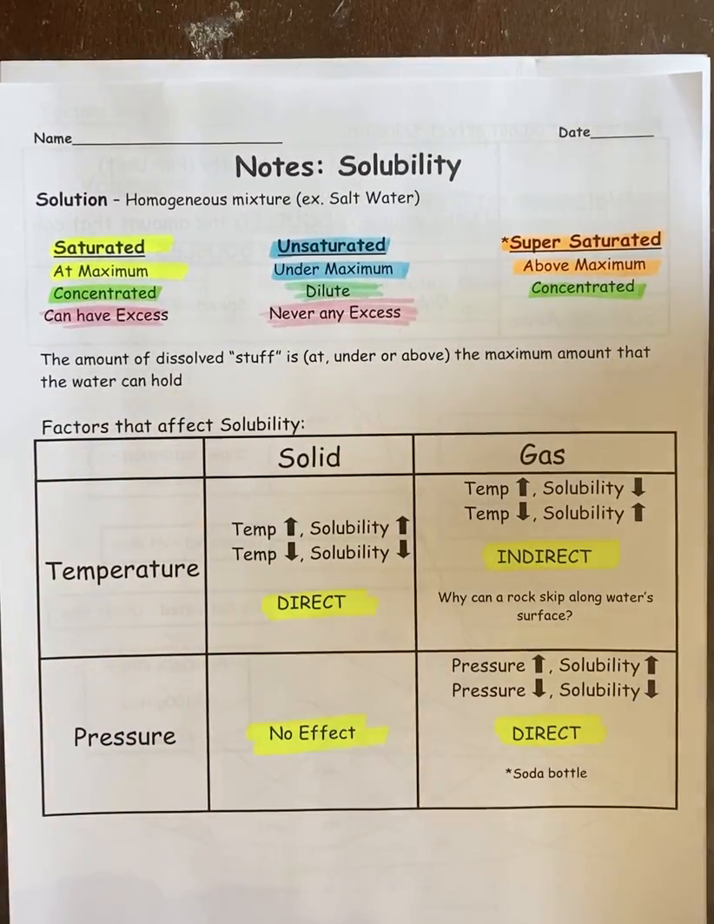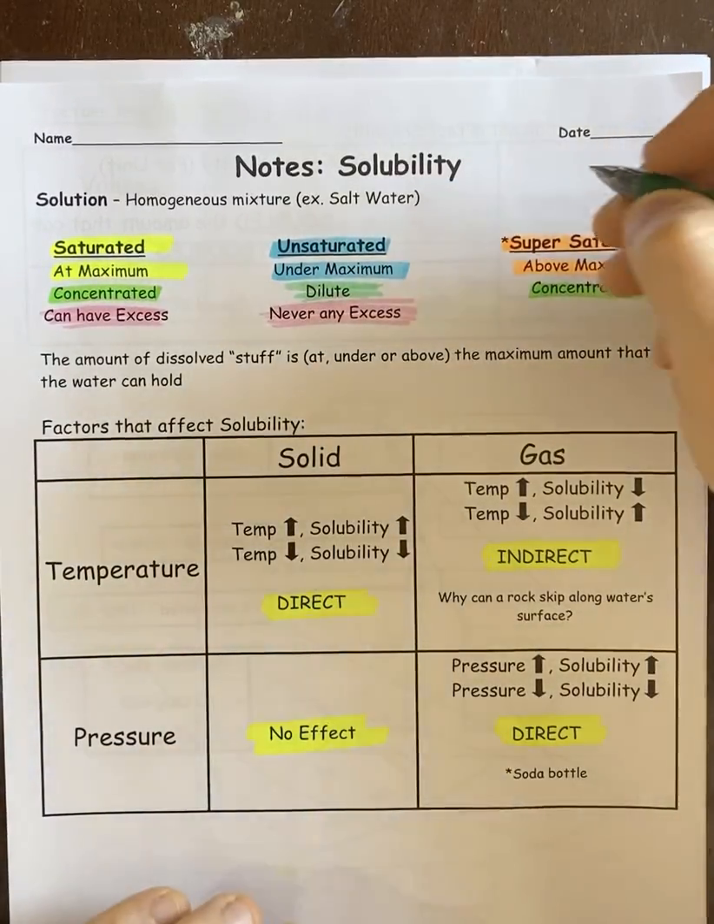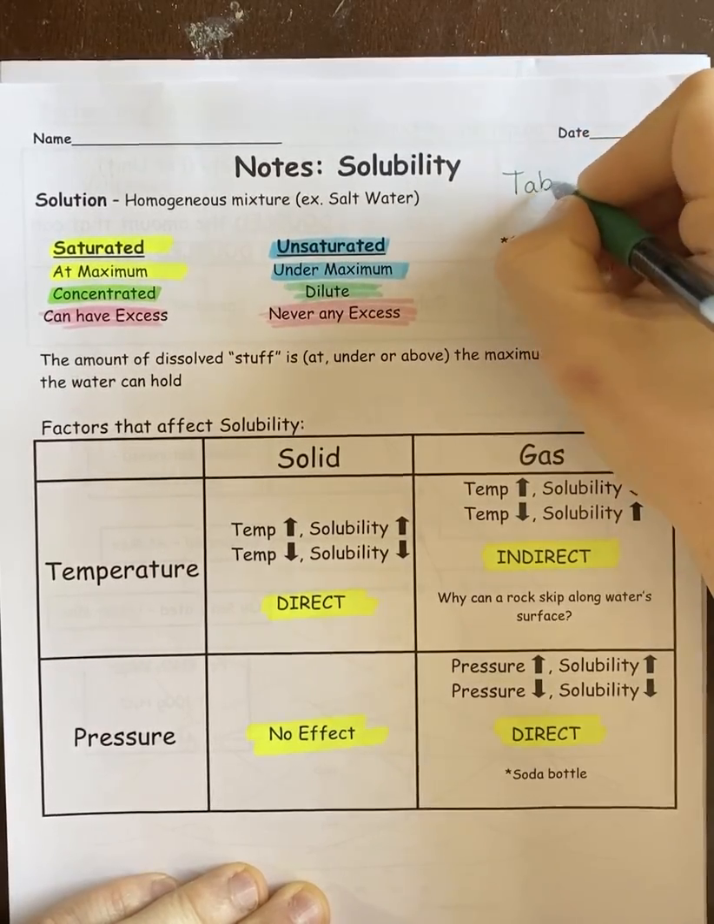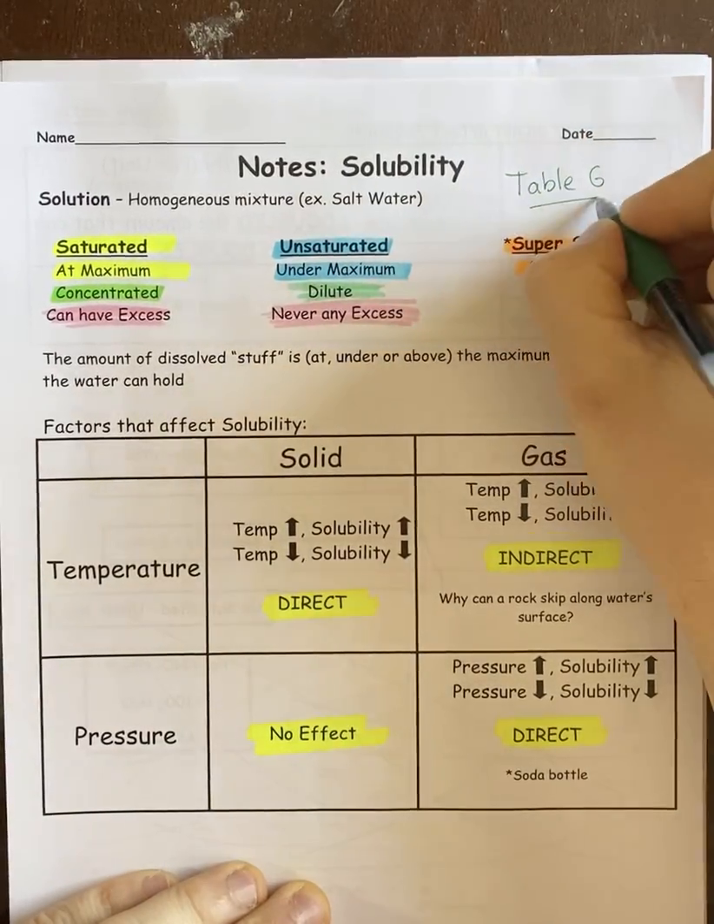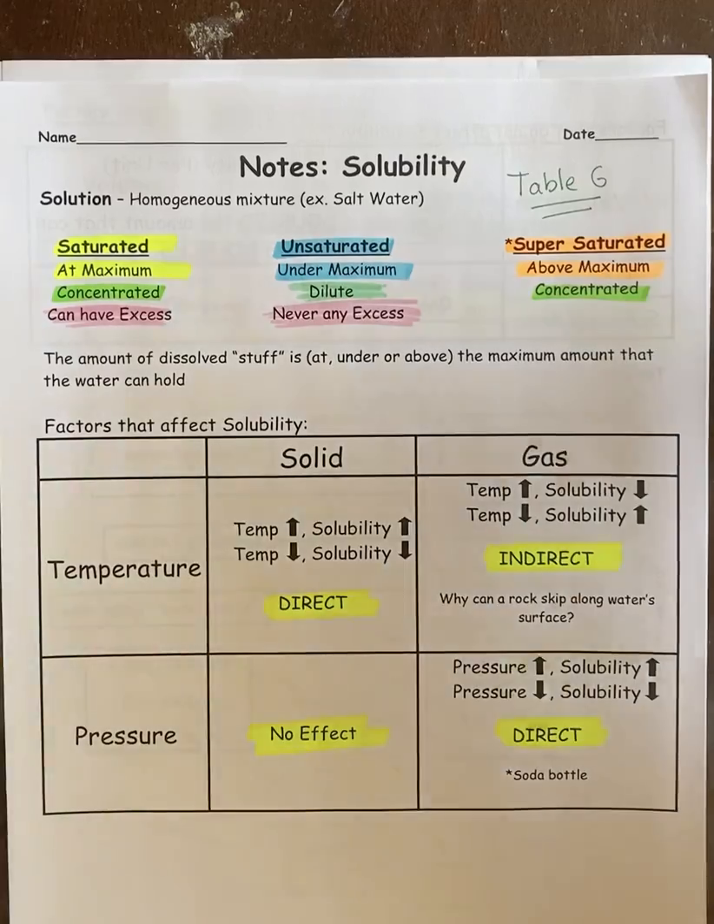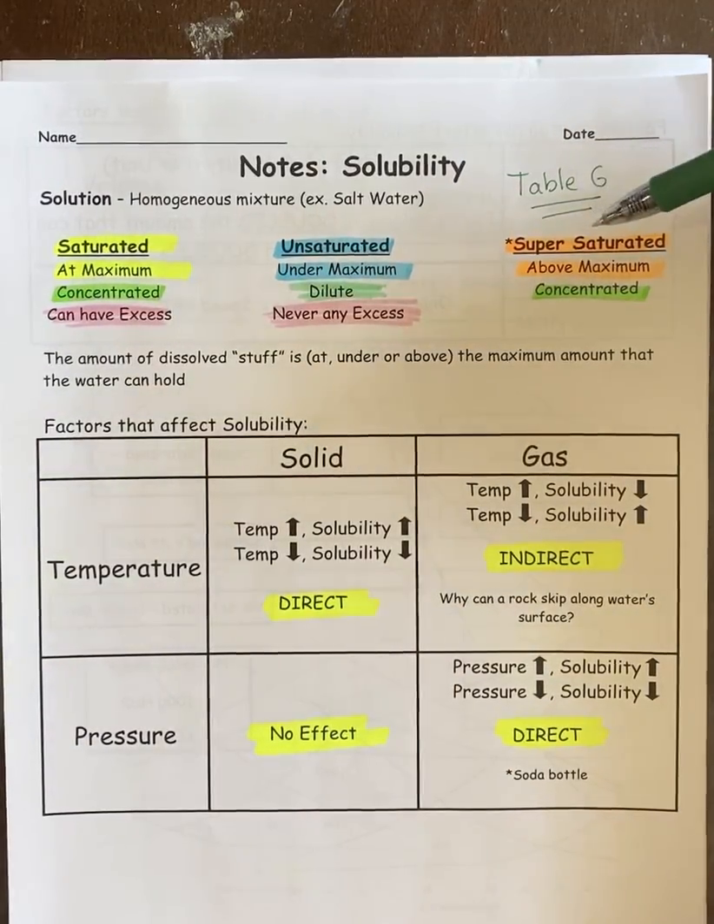Today's lesson is about solubility and using Table G. Now, there's a couple of things to mention first. Yesterday, or the last lesson, we learned Table F. Table F tells you if something can dissolve in water or not. That's it, yes or no, and that's the only thing it will tell you.